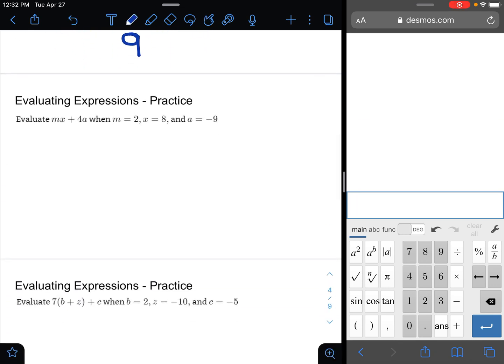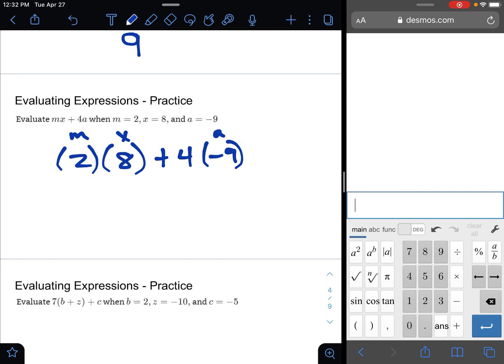For the next one, very similar, mx plus 4a. So the m times the x plus 4 times the a. So the m, x, and a, you can label these if you'd like, if that helps. So m is 2, x is 8, and the negative 9 is a. Even more reason to have those parentheses here. You might think it's 4 minus 9 without those parentheses on it.